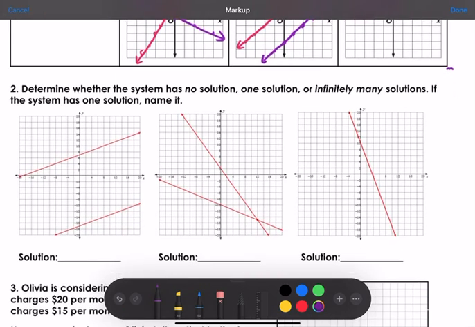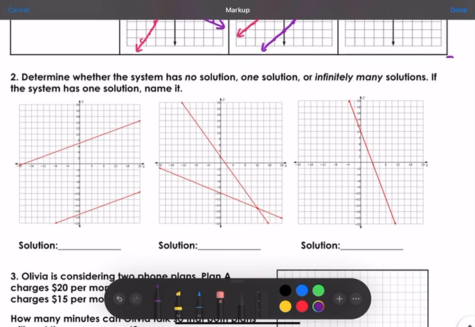Okay, moving on to this next section, it says, determine whether the system has no solution, 1 solution, or infinitely many solutions. If the system has only 1 solution, name it. So there will be 2 like this on the quiz tomorrow where I'm giving you the graphs and you are going to tell me what the solution is.